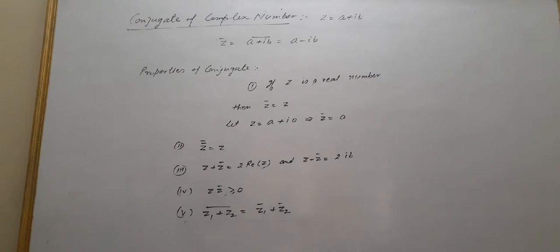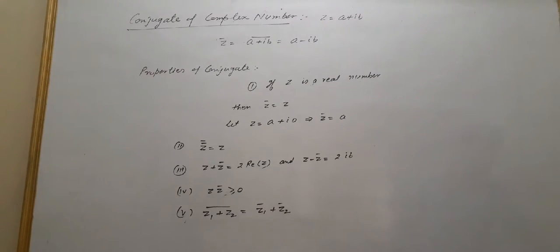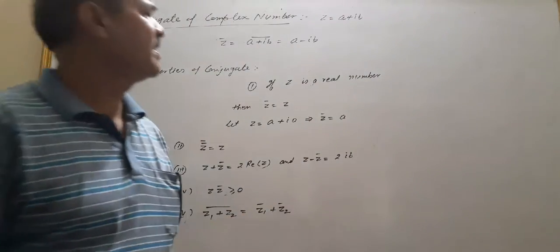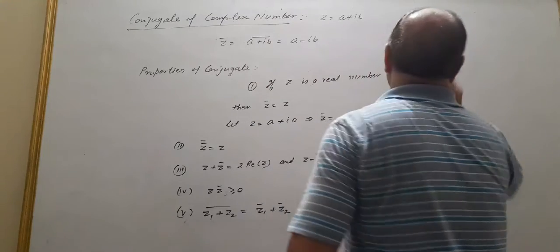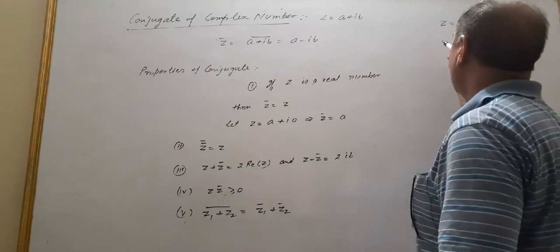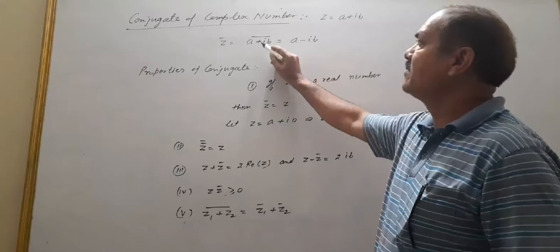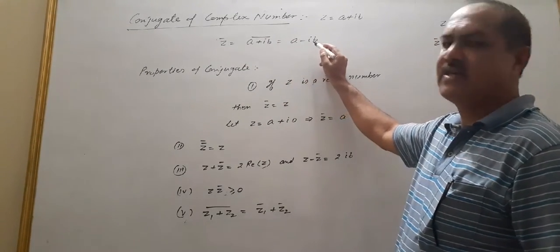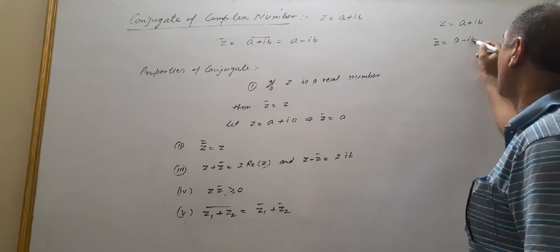Now, students, today I will start the next topic related to complex numbers, that is the conjugate of a complex number. Students, see what the conjugate of a complex number is. Let z be the complex number a plus iota b. Then its conjugate is z bar, which is the bar of a plus iota b, and can be written as a minus iota b. It means you just change the sign of the terms containing iota.